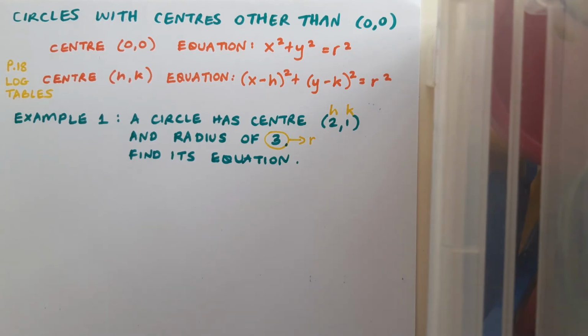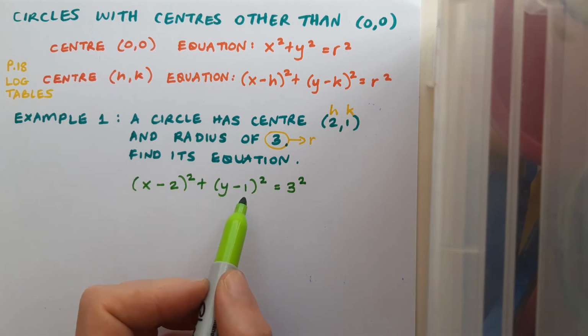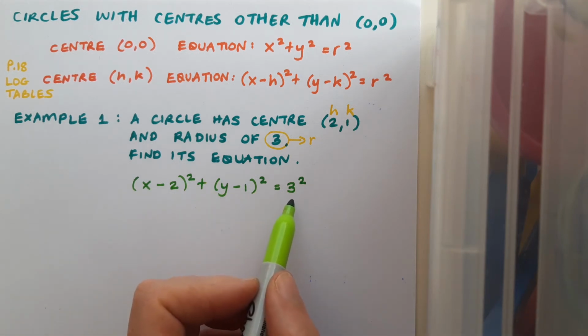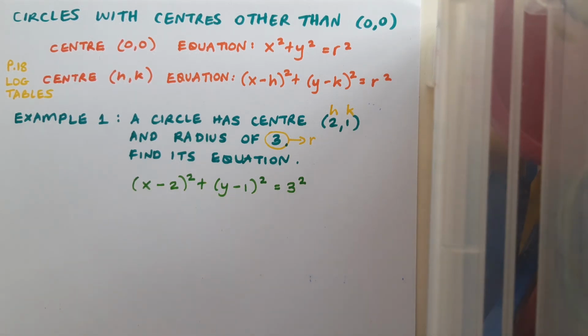So to find the equation, we'll fill those 3 values into the formula. So you can see that I've filled in the 2 in the place of h, the 1 in the place of k, and then 3 squared for r squared. And to finish it up, all I need to do is just square the 3 at the end. And that's the equation of the circle.